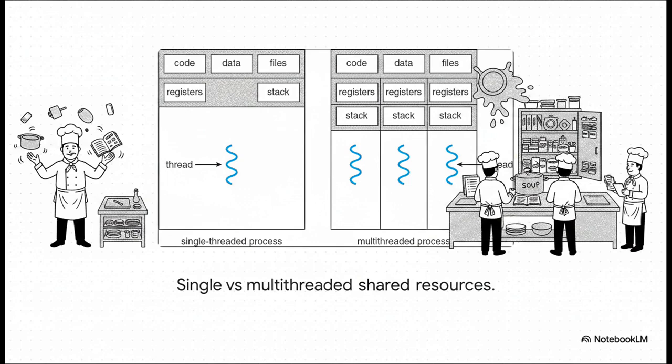But here is the crucial part. Each chef gets their own personal cutting board and checklist. Those are the registers and the stack. This setup allows them to work together super efficiently, but keep in mind, there's absolutely no physical protection between them. If one chef accidentally spills soup all over the shared pantry, the entire meal is ruined for everyone.